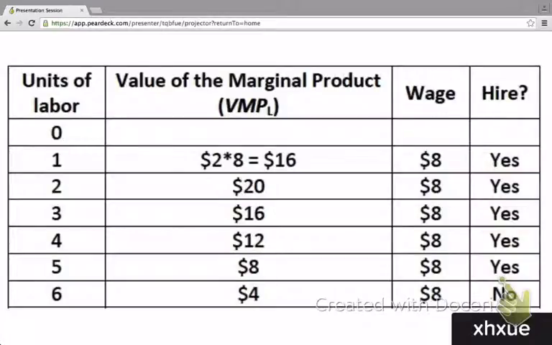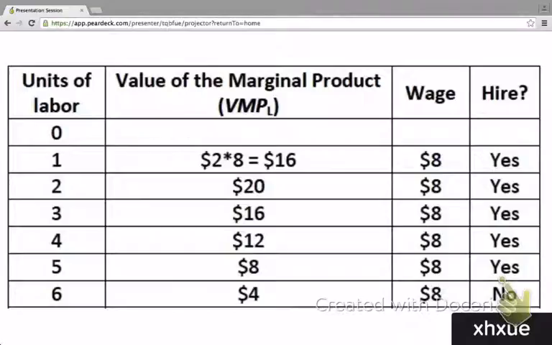So, if we go back to the lemonade stand, if the wage of a lemonade stand worker is $8, let's say every time we hire a worker we have to pay them $8. That's the wage. Okay. How many units of labor will we hire? Well, if the value of the marginal product of labor of the next unit is greater than or equal to $8, that's our wage or our marginal cost, the firm will profit by hiring that unit of labor.